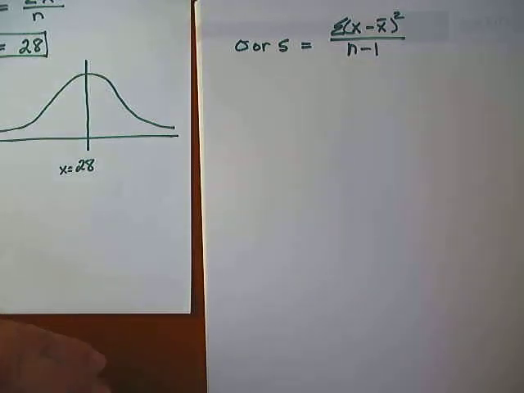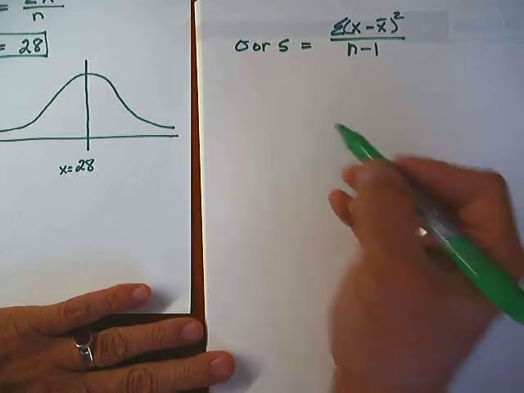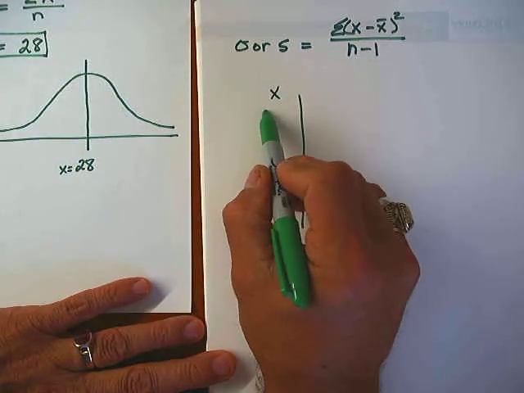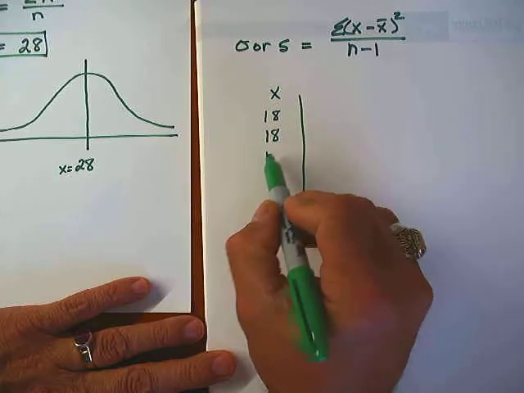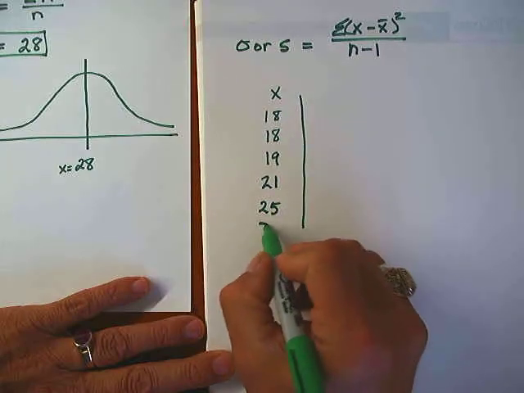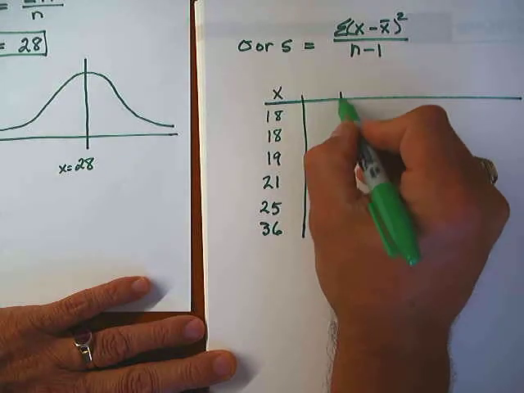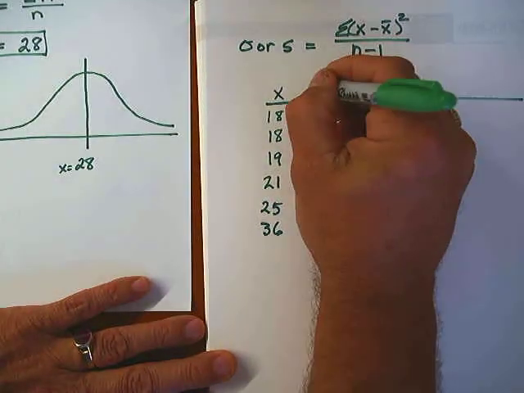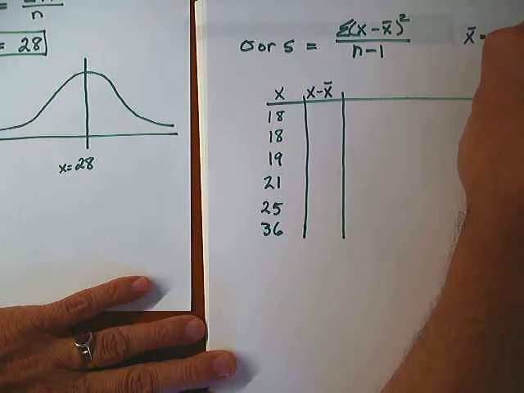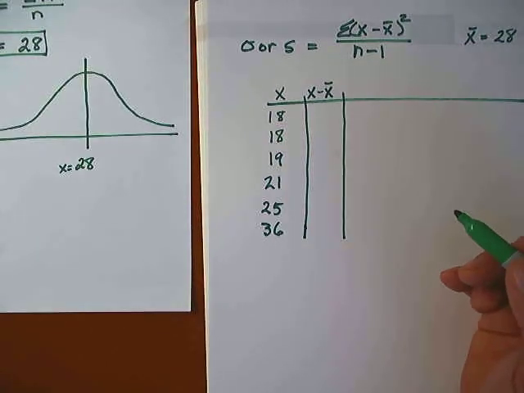Now, most teachers like to show you how to do it by hand first, and then we use technology to speed up the process. And I'm one of those teachers. So we'll just get a column here, and this will be x, and that'll be our numbers: 18, 18, 19, 21, 25, and 36. And we'll just make 3 or 4 columns across here. And this is going to be x minus x bar. Well, we know x bar is equal to 28.